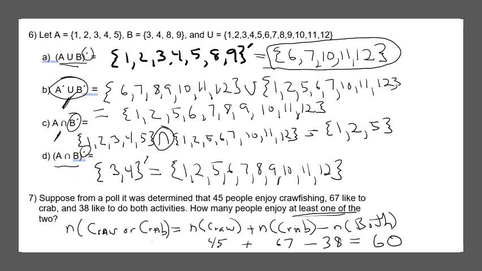But again, this is not selecting from a set and how many subsets. It is selecting or actually identifying people belonging to a particular set. So we have people belonging to crawfishing and crabbing, and we're trying to find how many are in at least one of the two. And again, we have that very common formula that we were working with before.